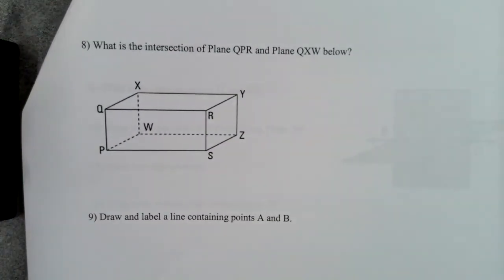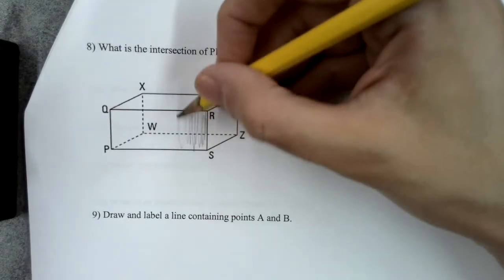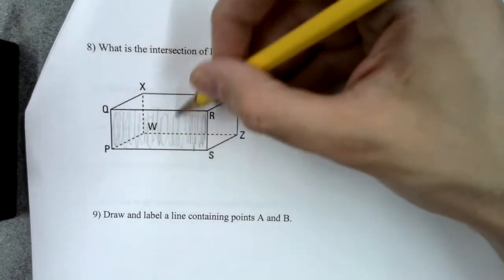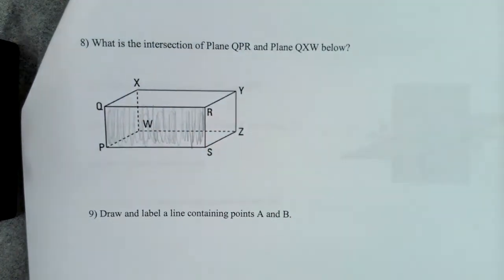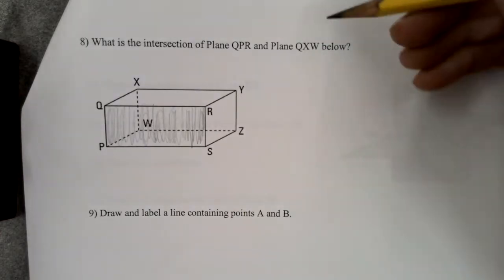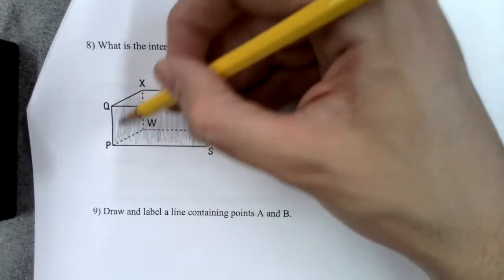Number 8, what is the intersection of plane QPR and plane QXW? So plane QPR, I'm going to color that in. That's the front plane, and QXW is this plane right here on the left.